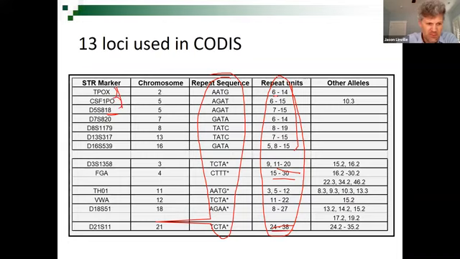Why does this have a weird name? The reason that some STRs have that weird name is it refers to the gene that the STR is located in. Wait a minute, Dr. Linville, you said that these were non-coding DNA, they weren't in genes.